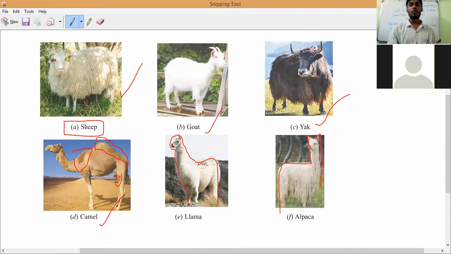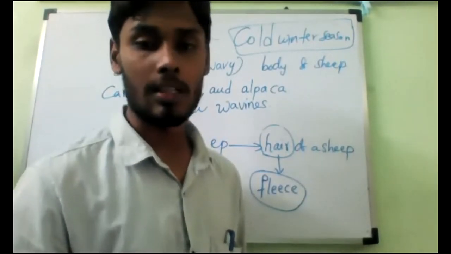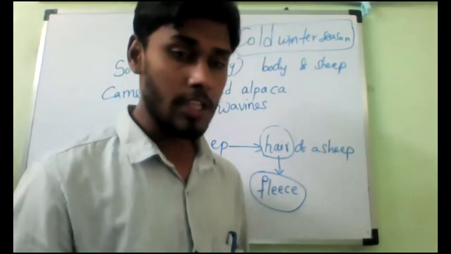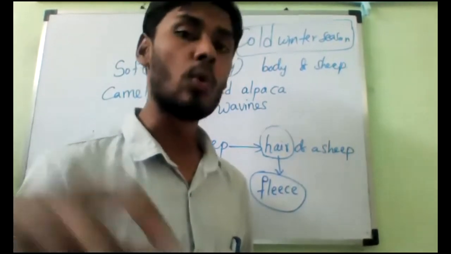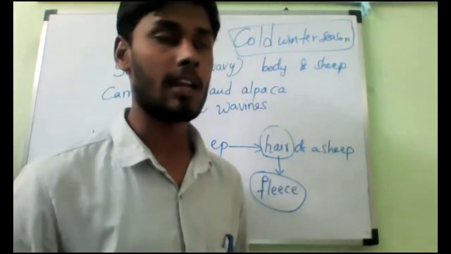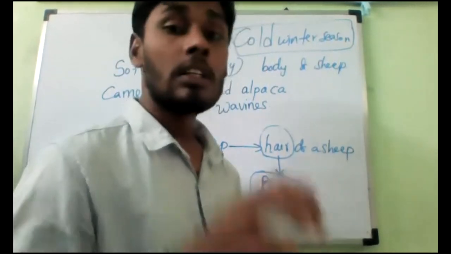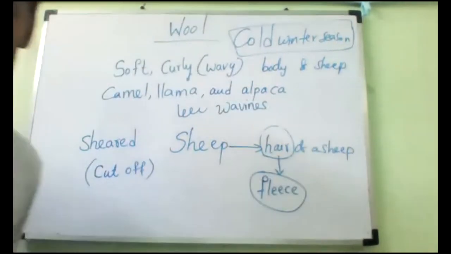You should remember at least these wool yielding animals, because in MCQs they will ask you which of these is not a wool yielding animal. So by then you should know all the things, then only we can identify. Do you understand? As we know, all these animals have this wool, a thick coat of hair or fleece on their body. Why? To keep them warm during the cold winter season.